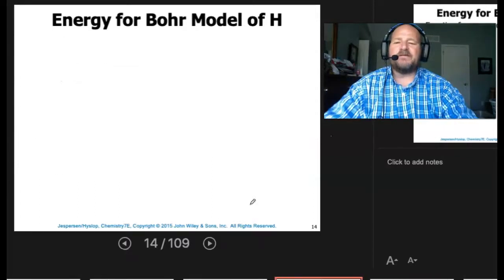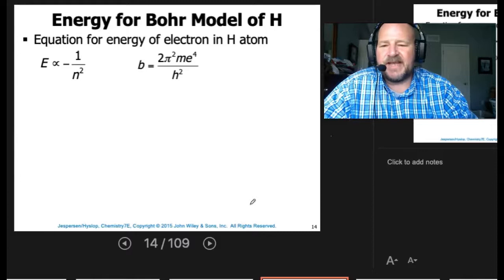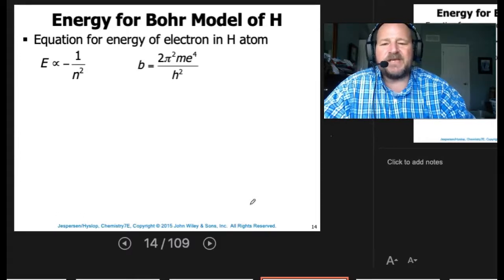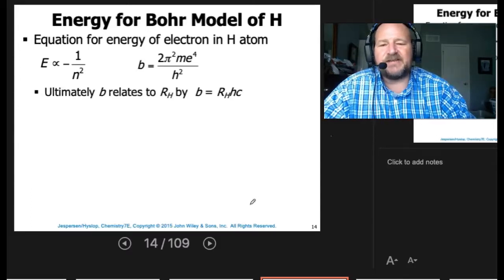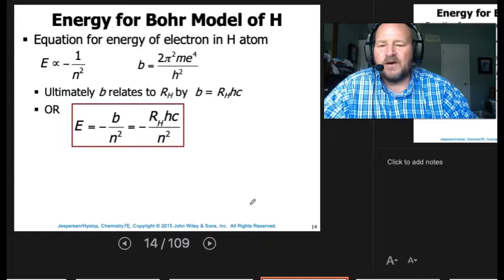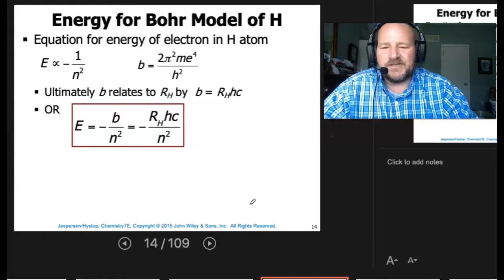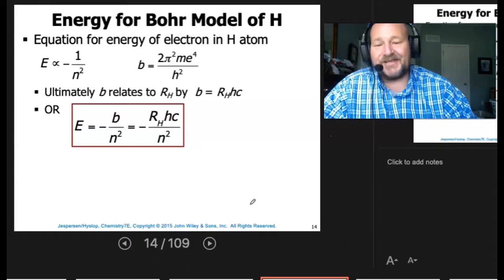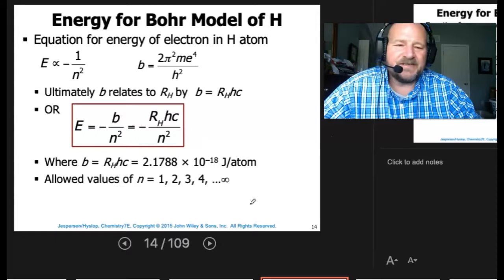So for the Bohr model of hydrogen, the equation for the energy of hydrogen in the H atom, he said that E has to be proportional to minus 1 over n squared, and B is going to be equal to 2 pi squared m e to the 4th divided by h squared. Ultimately, B is related to the Rydberg constant, where B is equal to the Rydberg constant times hc. Or we can rearrange the equation and say E then is equal to negative B over n squared, which is then equal to negative R_H hc over n squared. Again, B would be the Rydberg equation fixed into that.